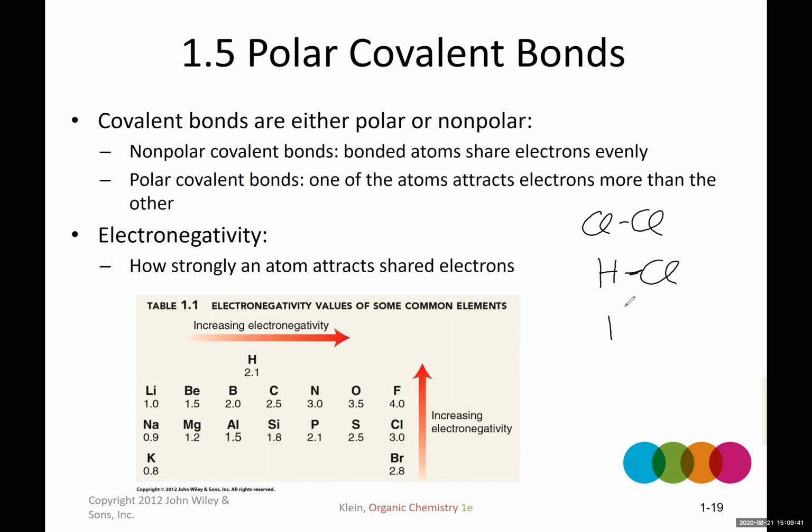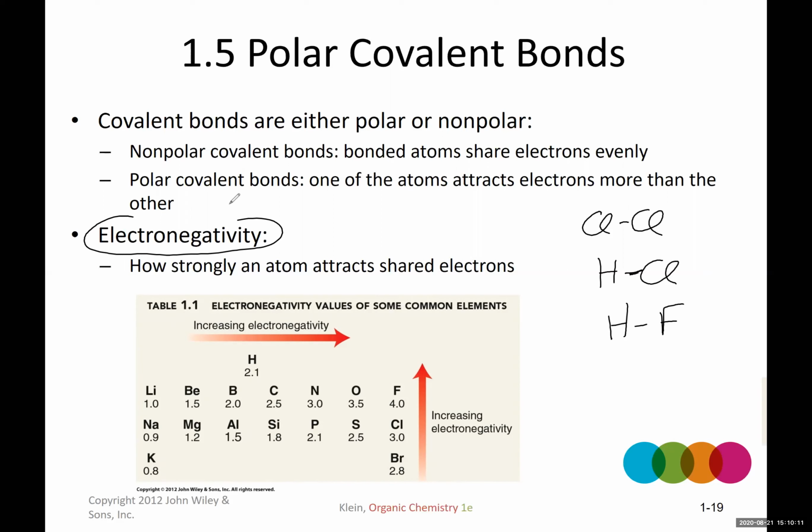But when the two atoms sharing the electrons are not the same, like HCl or HF or many other molecules which we'll see, one of the atoms is likely to attract the electrons more strongly than the other. The measure of how strongly an atom attracts its electrons is its electronegativity. Electronegativity is a measure of how strongly an atom attracts shared electrons.